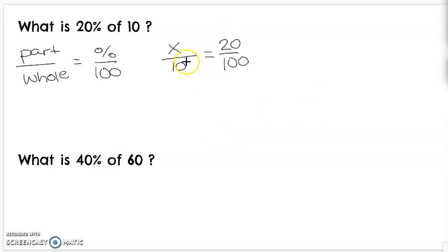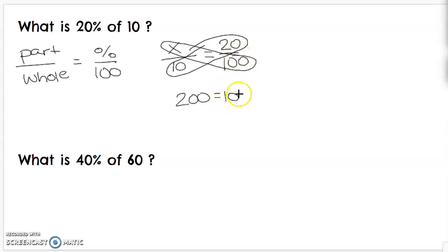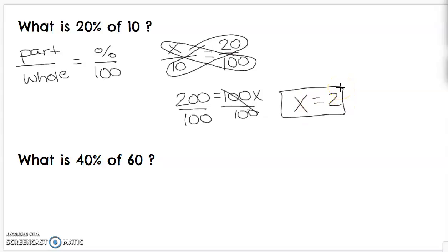So then I would use a cross product. So 10 times 20 would be 200, and 100 times x would be 100x. From there, I would divide by 100 on both sides of the equation, and I would get that x equals 2, which we already knew from the smiley face.